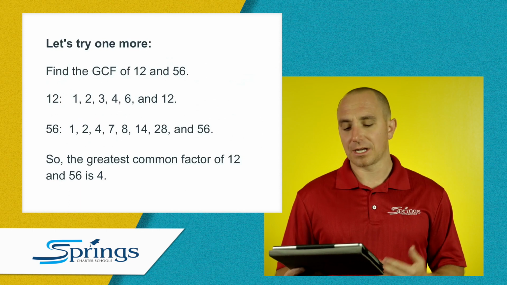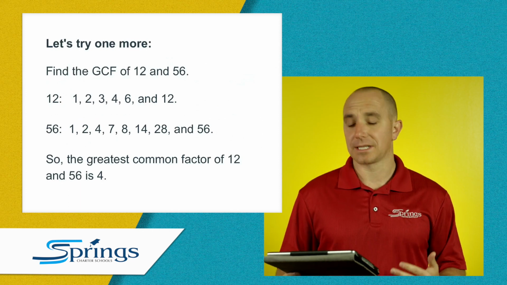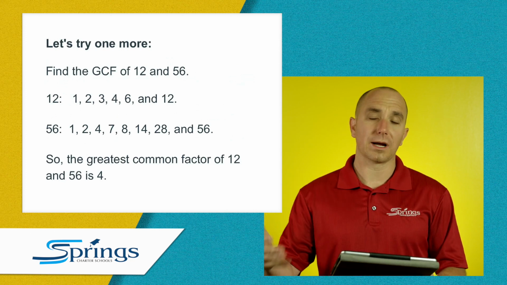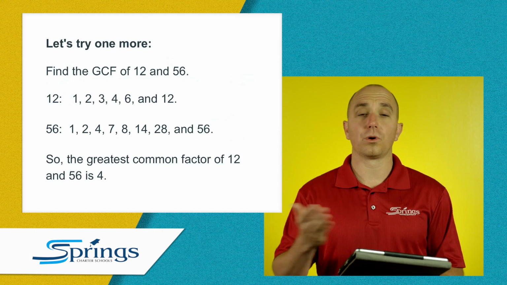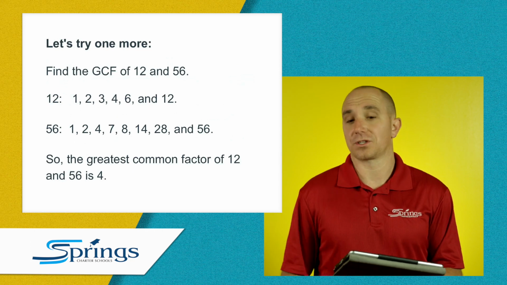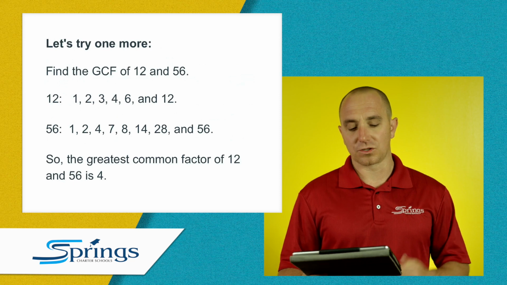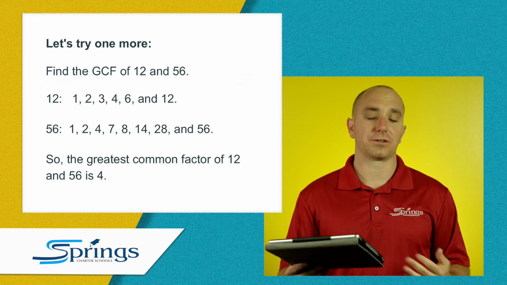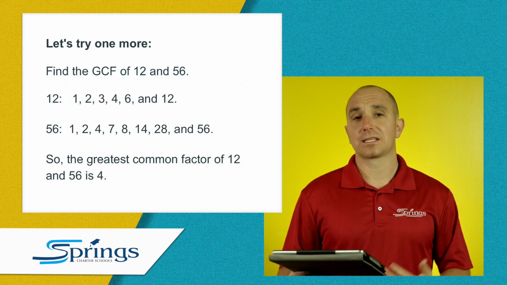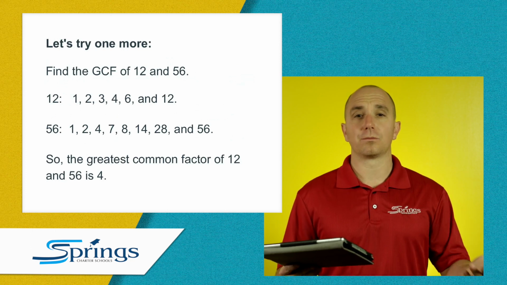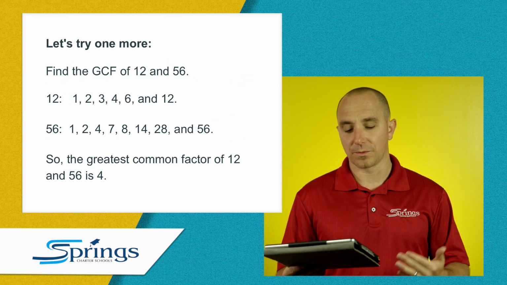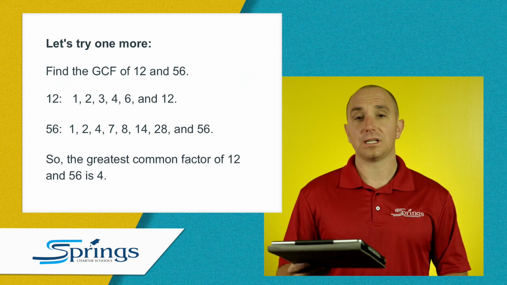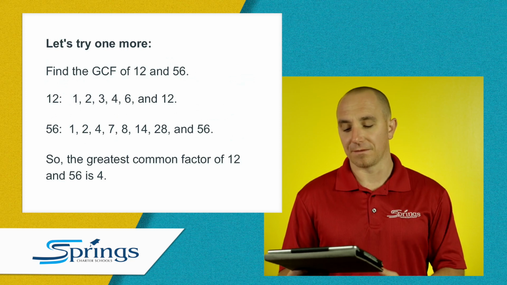Okay, so let's try one more. Let's find the greatest common factor of 12 and 56. Let's break down the factors of 12. I'm going to do this quickly for you, but normally you're just going to have to go through and pull out all the factors of each number and find the one that's the greatest. So 1, 2, 3, 4, 6, and 12 are the factors of 12. And then 56, because it's a larger even number, you're most likely going to have quite a few more. So we have 1, 2, 4, 7, 8, 14, 28, and then of course the number 56.